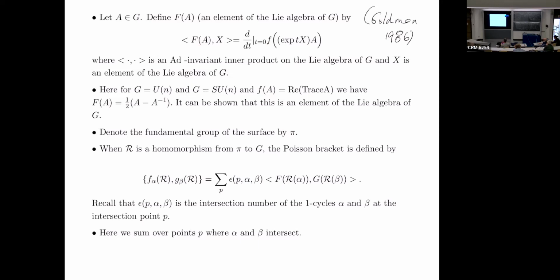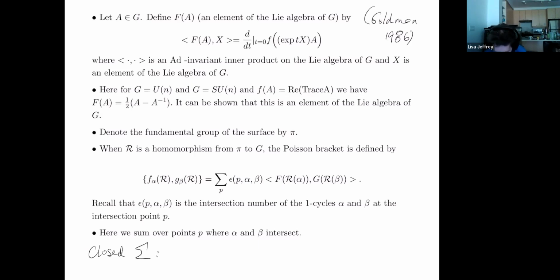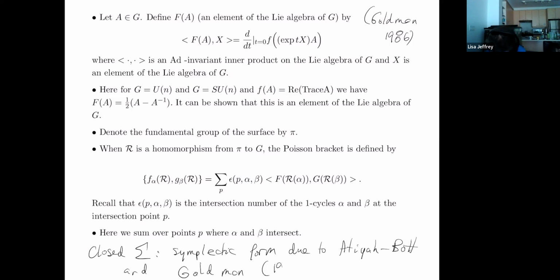Is this symplectic form unique? The closed symplectic form is due to Goldman, and as far as I know, the symplectic form on the character variety is unique up to multiplication by a constant.